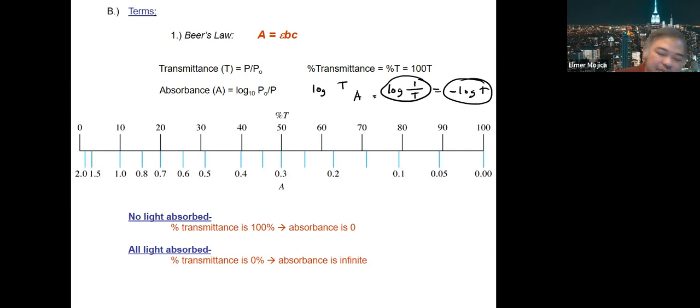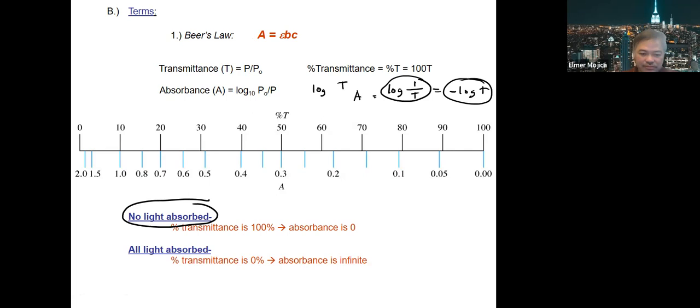Now, if you look at the old model of the spectrophotometer, where you have analog, as you could see here, the higher the absorbance, the lower the transmittance. And if you look at this, 100% transmittance, zero absorbance. What does 100% transmittance mean? No light was absorbed. Whatever the incident beam is, that is also the emergent beam that comes out.